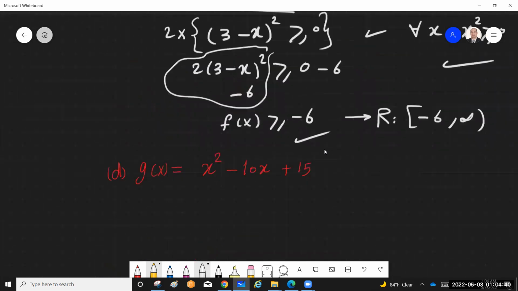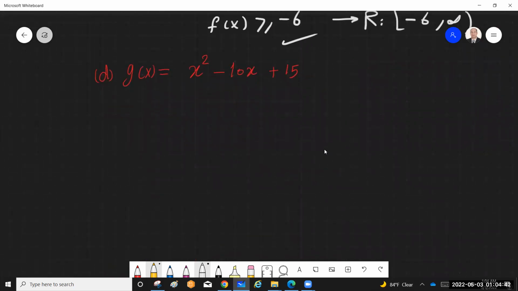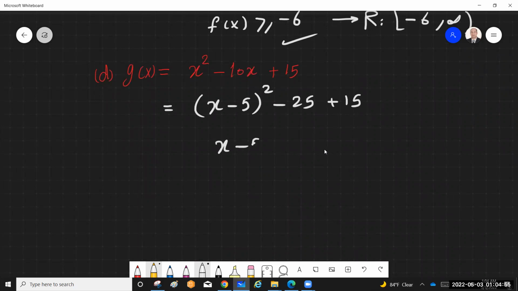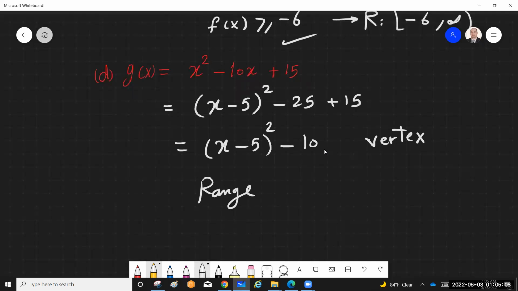Okay. If you are given the function in general form, you have to convert it to canonical form. Make a complete square: x minus 5 all squared minus 25 and then plus 15. Okay, so x minus 5 all squared minus 10. This is the canonical form, or the vertex form of the function. So the range now, as you see here, is simply negative 10 and infinity.